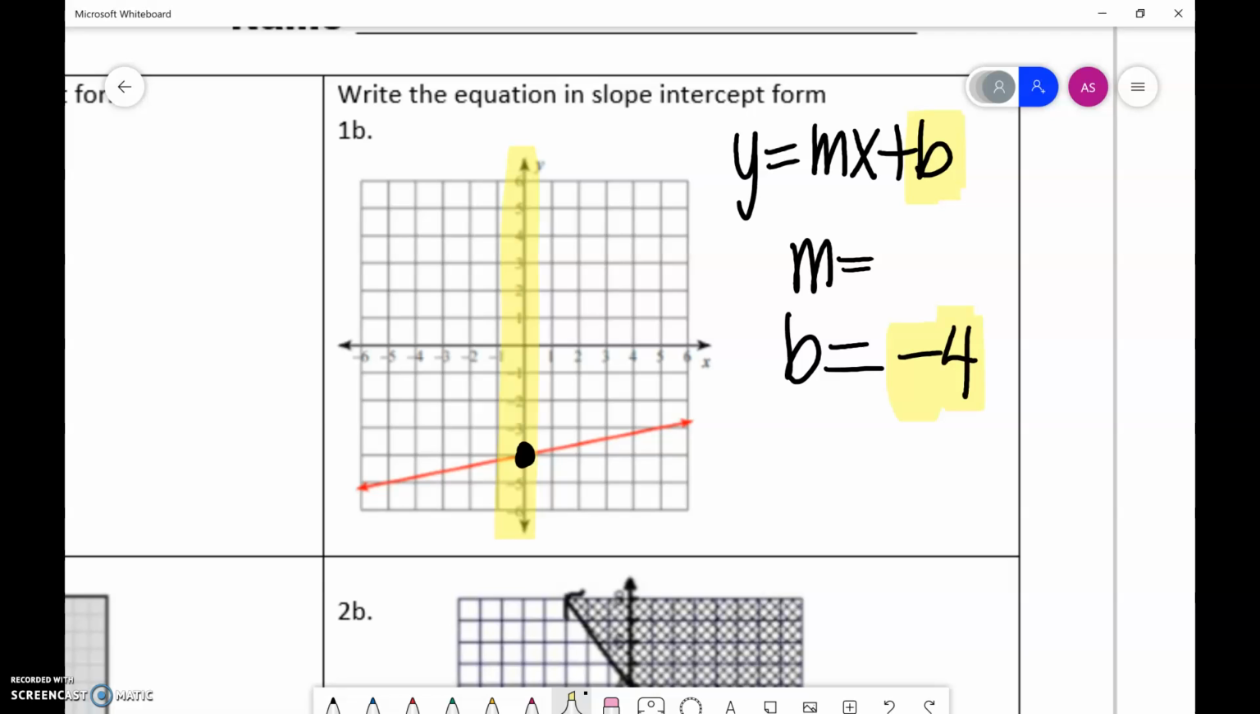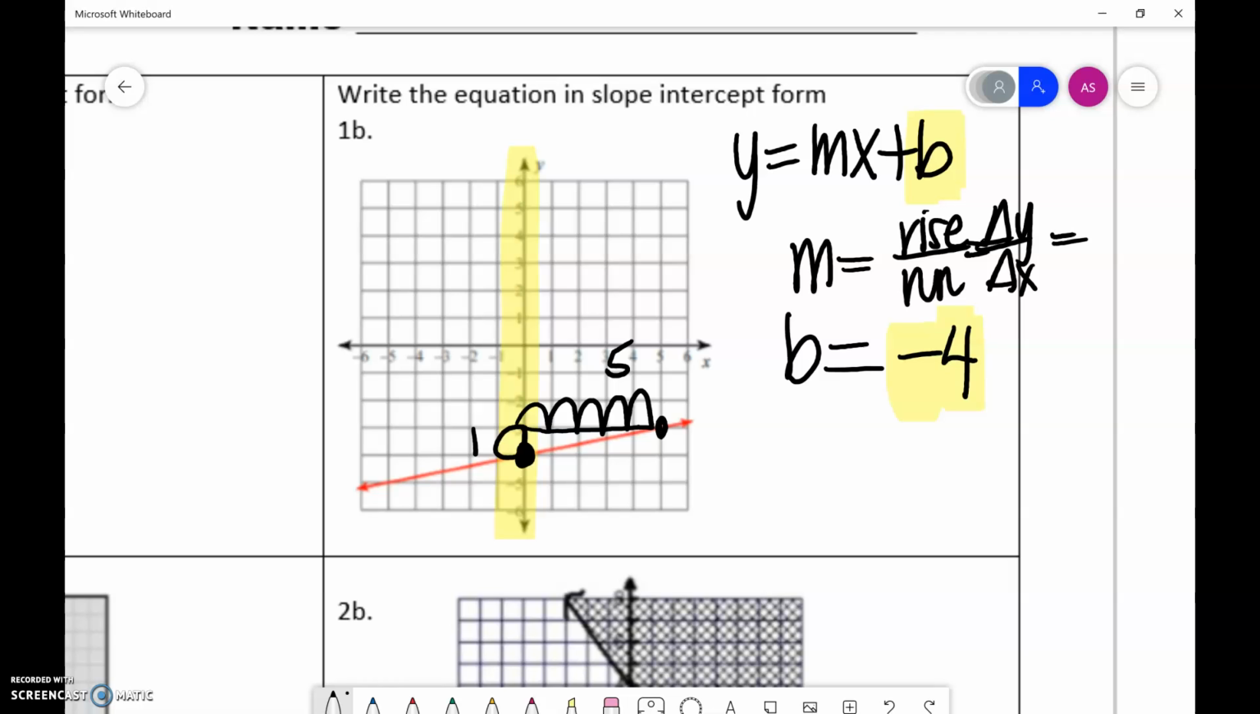Okay, then my slope. I'm going to pick another point because I need 2 points to find my slope. And we know slope is rise over run, or you can also say change in y over change in x. So I'm going to count how many I'm going up and over. I'm going up 1 and over 1, 2, 3, 4, 5. Okay, so my slope is going to be 1/5.